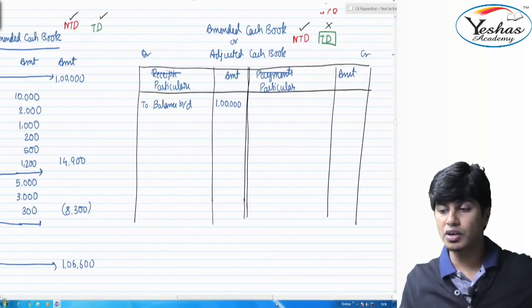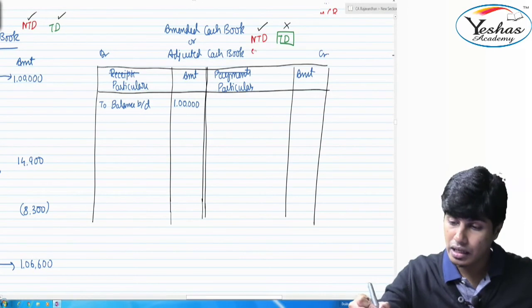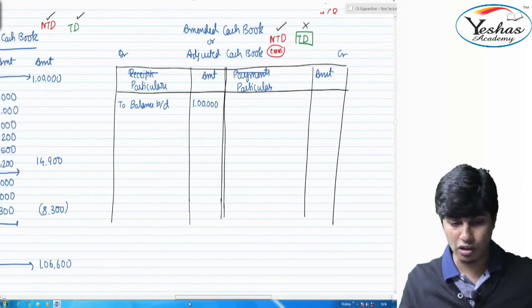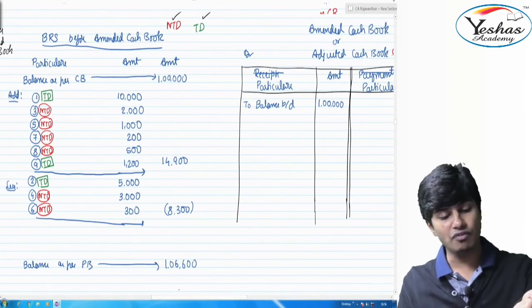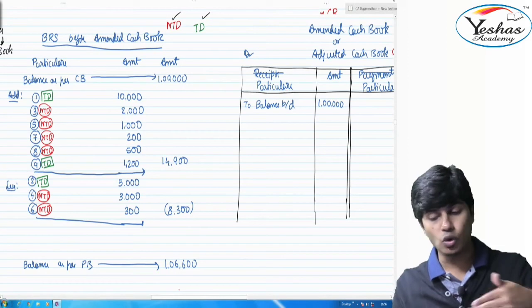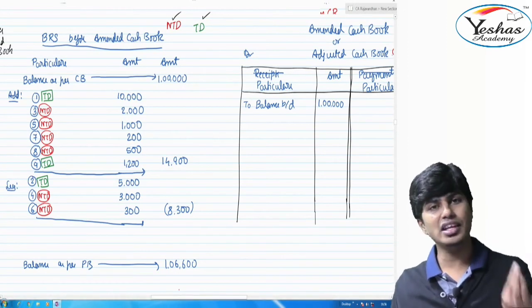Yeah, come on, let us go here. Okay, what are we doing? What should we write in the amended cash book? We should amend for the errors. Errors are what? Non-timing differences are the errors. So now identify all the non-timing differences. These 3, 5, 7, 8 and 4, 6 should appear in the amended cash book. How do they appear? Add means receipt. Less means payment. Simple.